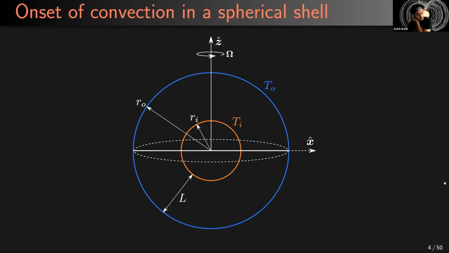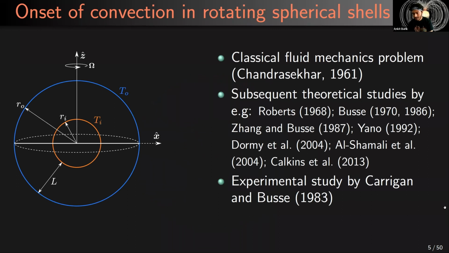There is a classic fluid dynamics problem where you have a spherical shell, and the sphere inside is hot and the sphere outside is cold, and they're rotating at a rate omega. This has been studied since even before Chandrasekhar, but one of the first complete studies was done by him. Then there have been several subsequent theoretical studies and even an experimental one.